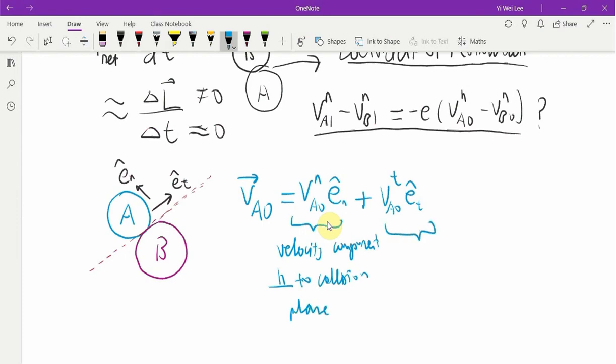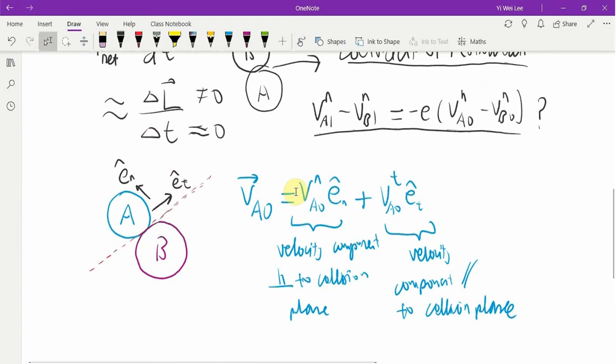And this term denotes the velocity component parallel to the collision plane. Okay, how do you get this term? We will talk about it later. But this VA0n, which is the magnitude of the velocity component perpendicular to the collision plane, is actually equal to this VA0n used in this equation of coefficient of restitution.